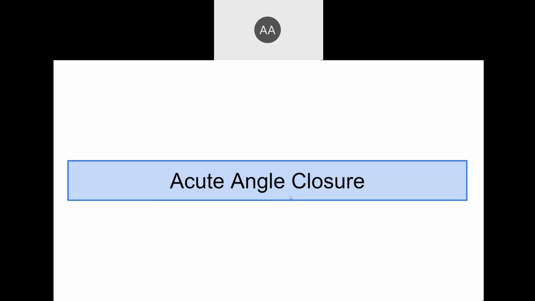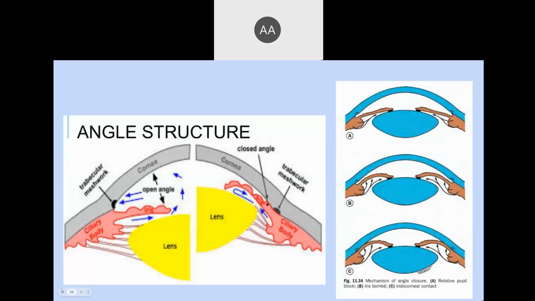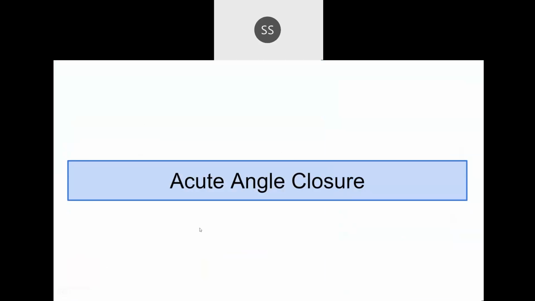Yes, no problem. Okay. Only the uveitis you all need to read up on, because uveitis is also very important, as it has a lot of associations, especially systemic associations. So you all need to go and read up on uveitis.